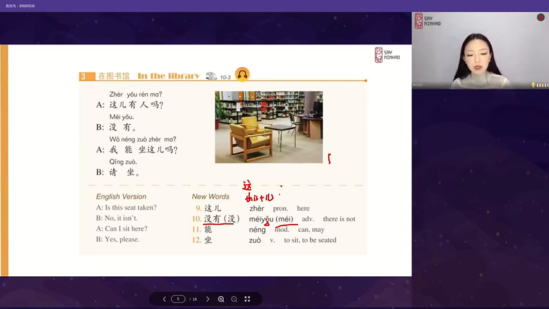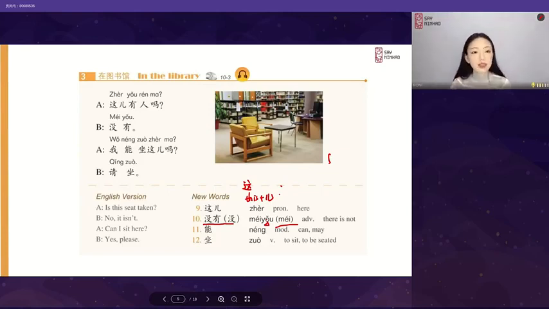okay? For example, try to make a sentence this time, not phrase. I don't have Chinese book. It is 我 don't have 没有汉语书. 我没有汉语书. I don't have Chinese book. And I don't have Chinese friend is 我没有中国朋友. Okay, 我没有中国朋友.